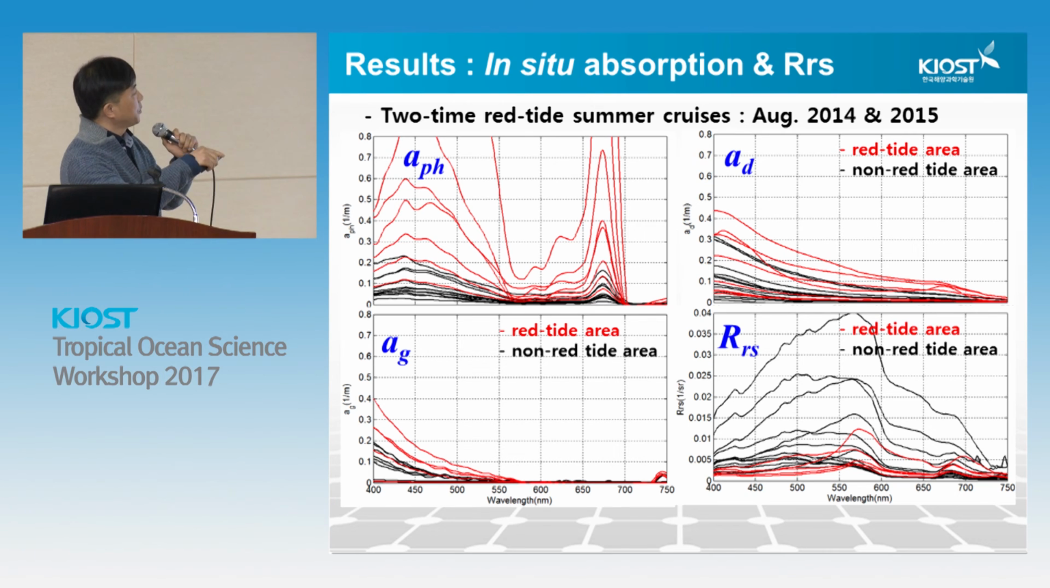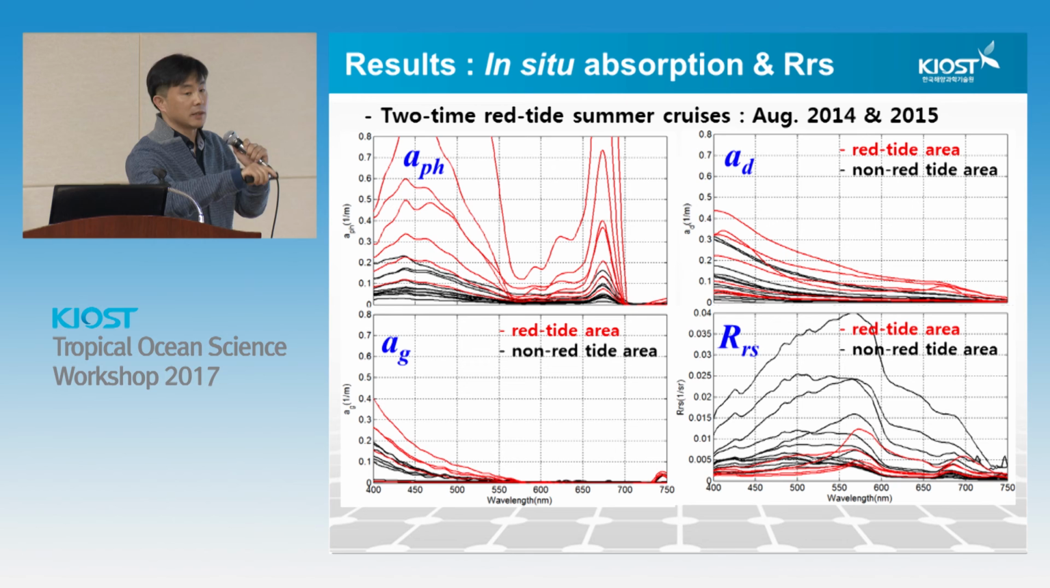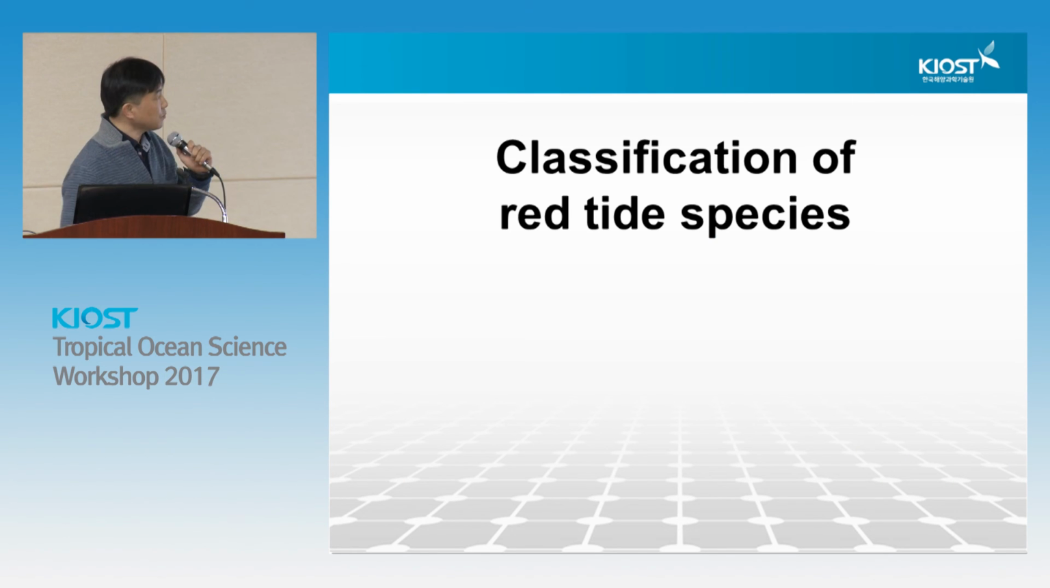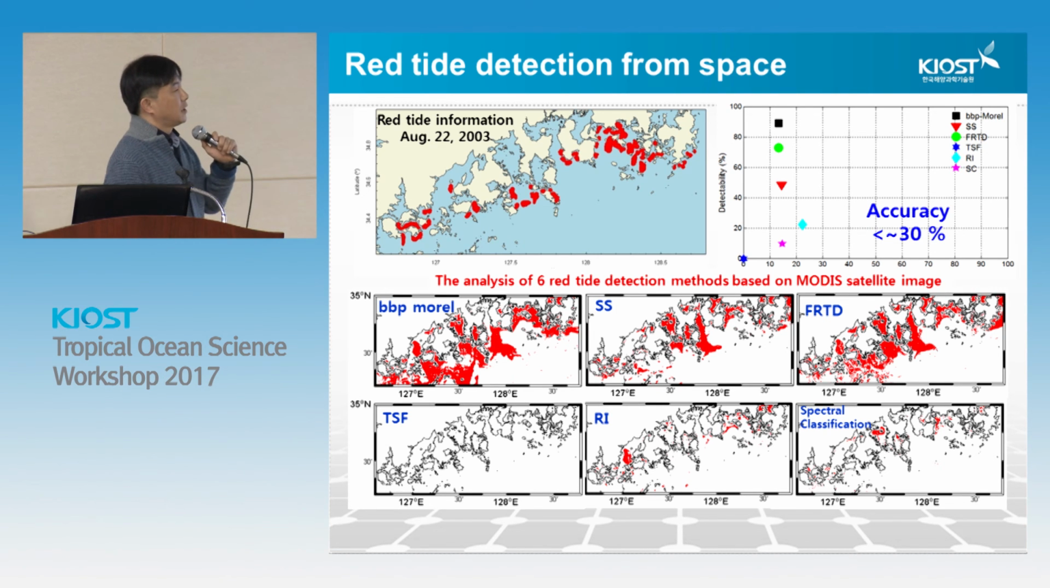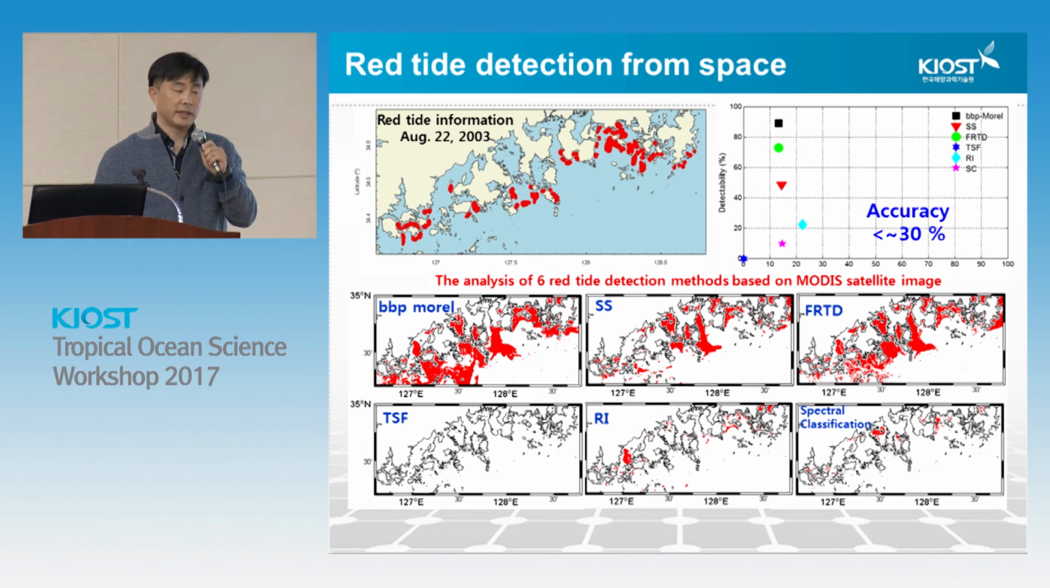So maybe this absorption influences the remote sensing reflectance. And you can see different spectral characteristics here. The spectral pattern is very different. So based on this idea, we can use the satellite to detect the red tide bloom, and classify red tide species. In general, the satellite remote sensing method is useful to detect and monitor the red tide bloom.